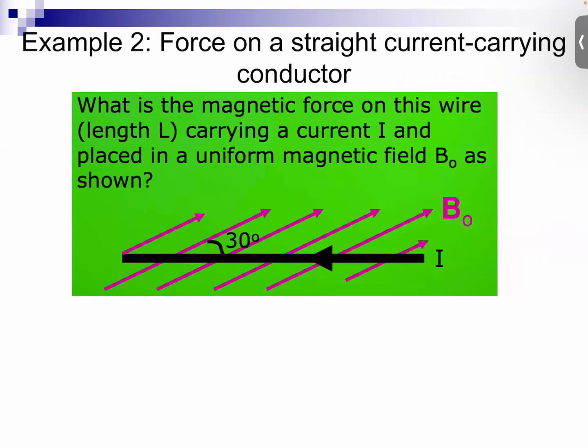How about in this case where you now have the magnetic field at 30 degrees relative to the direction of current flow? Here the current is flowing to the left. You have a straight current carrying wire, and you immerse it in a magnetic field of magnitude B0 at an angle of 30 degrees. What's the force experienced by this wire, both magnitude and direction?